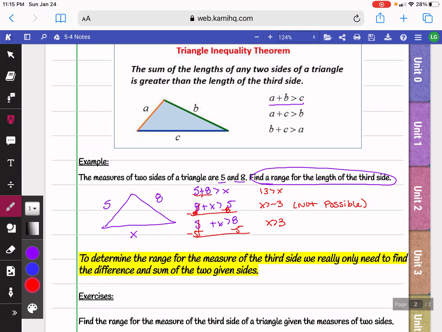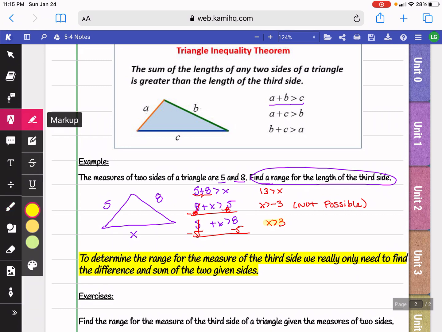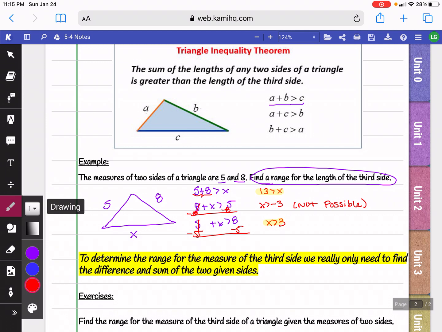So the two inequalities that I have here are that X is greater than 3 and 13 is less than X, which if you flip it says X is less than 13. So what this tells me for the range of sides is that our third side has to be between 3 and 13. So you could write this like this: 3 is less than X is less than 13. Or you could say the side must measure between 3 and 13 units.